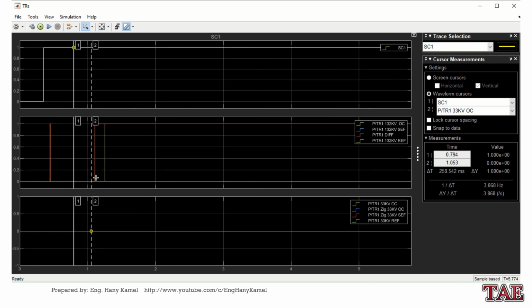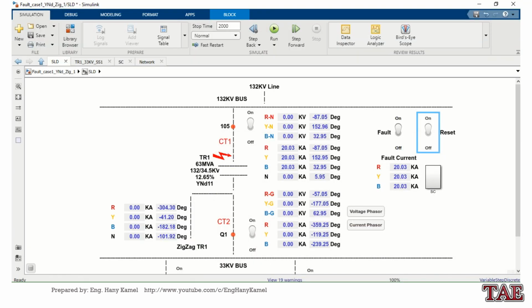First we have differential protection operate, then we have overcurrent operate. Restricted earth fault for the high voltage side didn't work because the three-phase current is balanced, so it cancels each other, and neutral current is 0. That's why restricted earth fault for the 132 kV side didn't operate.